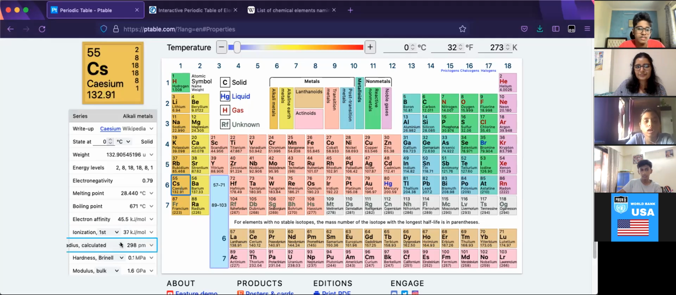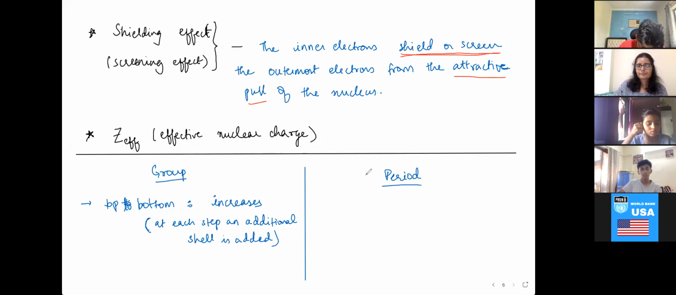And rubidium to cesium, 265 to 298. Again, it's in the 20s. Slightly more than 20, almost close to 30. 33. So at one point, the increase in the radius reached almost 50. After that it became like 20, 30. So that irregularity is because of shielding effect. So it's not a regular increase. In a group, shielding effect is observed.